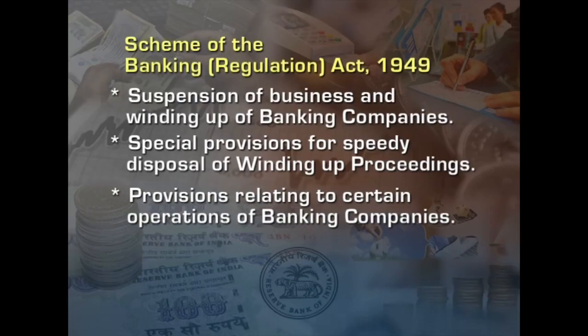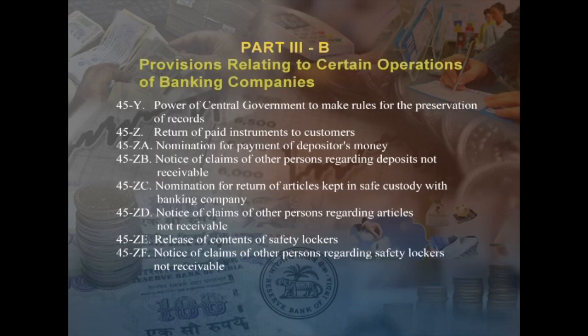Provisions relating to certain operations of banking companies. Sections 45Y to 45ZF under Part 3B of the Act provide for the powers to the central government to make rules for the preservation of records, notice of claims of other persons regarding articles not receivable, release of contents of safety lockers and other related issues thereon.